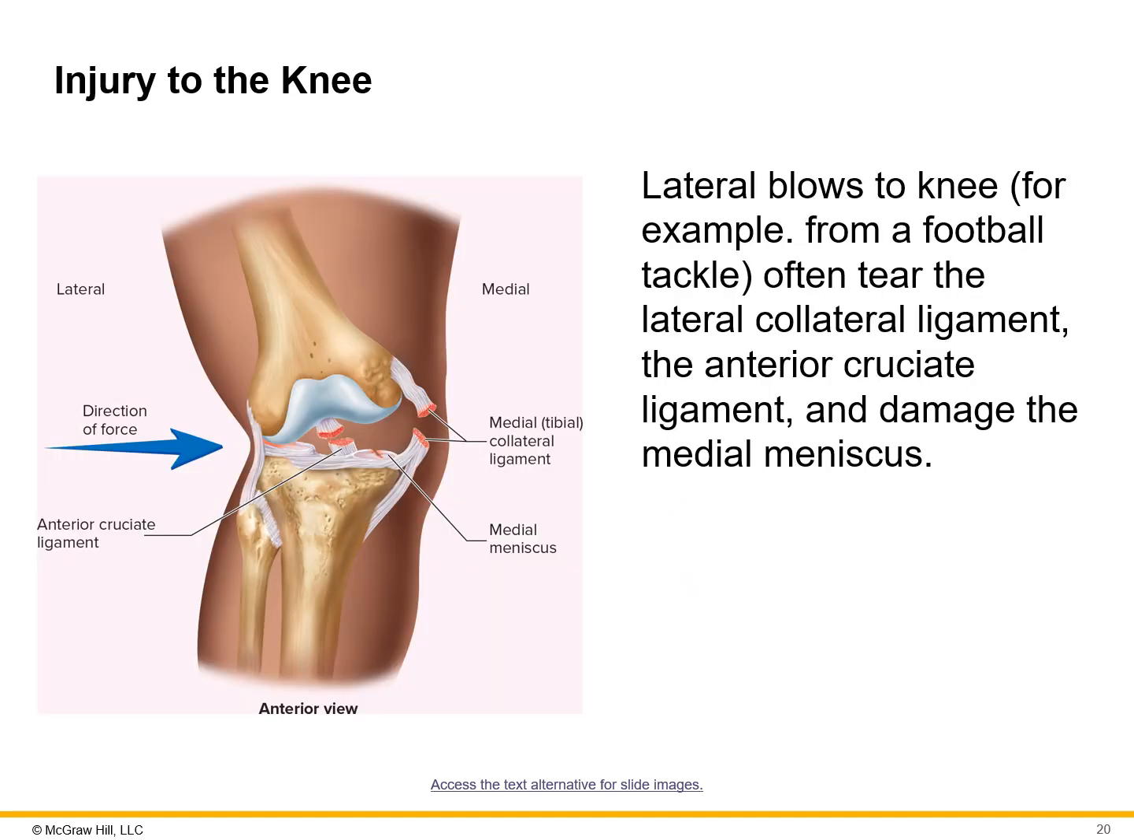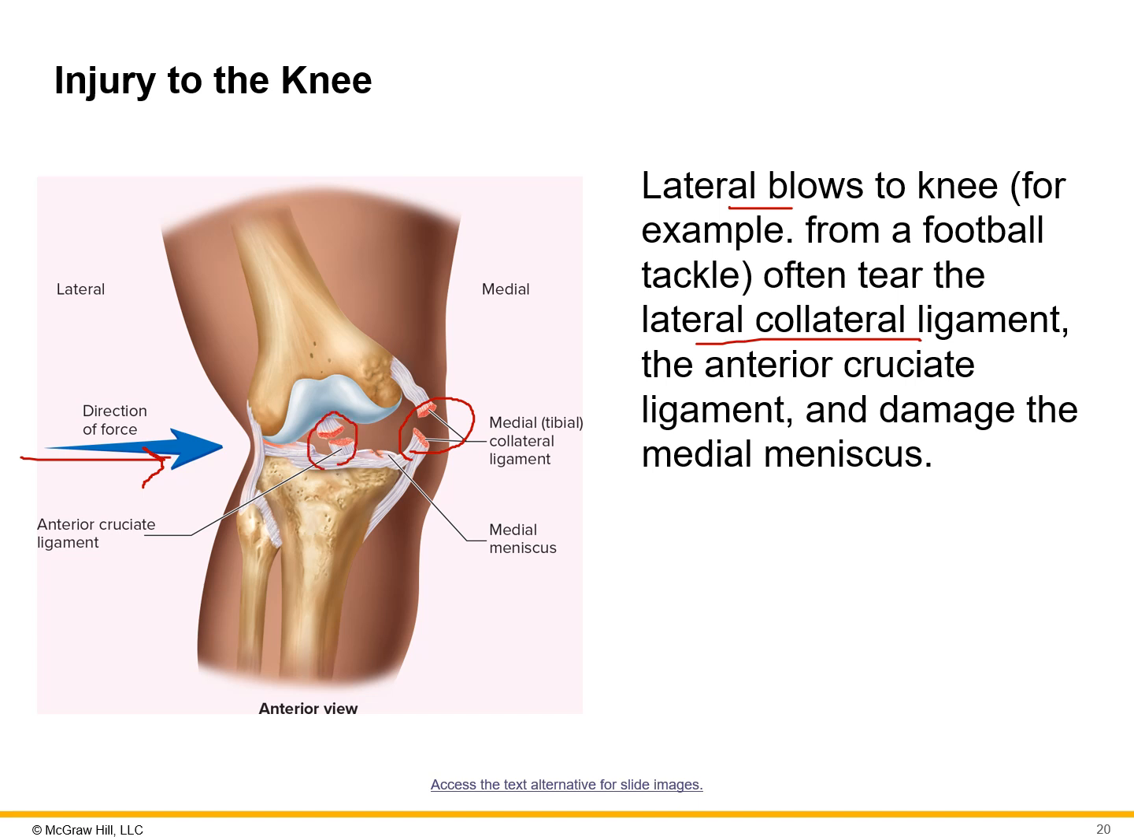Okay, now just wrapping up, looking at some injuries and some things that can happen. Injury to the knee, especially lateral blows, which are common, especially in football, but other sports as well. So again, the direction of the force is coming from the lateral motion. A tackle is very common in football players and destroys that lateral collateral ligament. We can see here the tibial collateral ligament. We also have that ACL that can get torn.